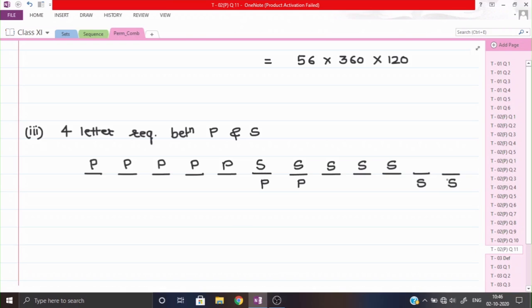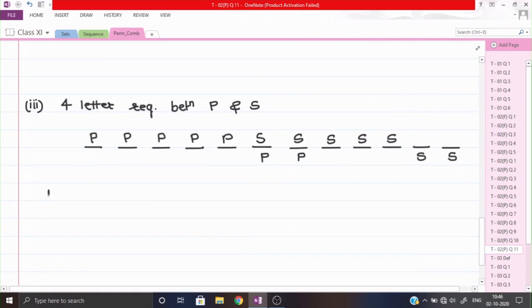I have started from P and ending with S. So if I keep P at the first place, accordingly S will come on place number 6, and accordingly we form the arrangement. Now how many of these arrangements are there? Count it: 1, 2, 3, 4, 5, 6 and 7. Means by 7 ways I can arrange where P is coming in the beginning and after 4 places S is coming, right?